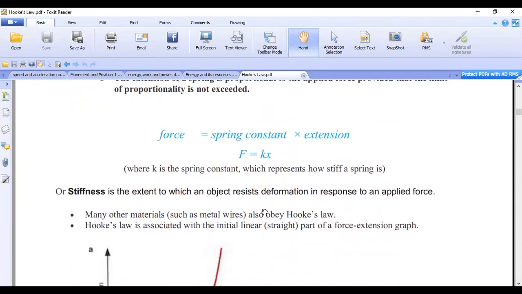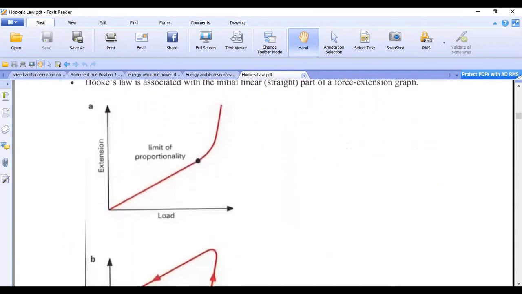So F equals Kx. If we want to draw the relation between the load and the extension, we have to draw a straight line like this. And after this point, the line takes this shape. This means that you exceed the proportionality limit.